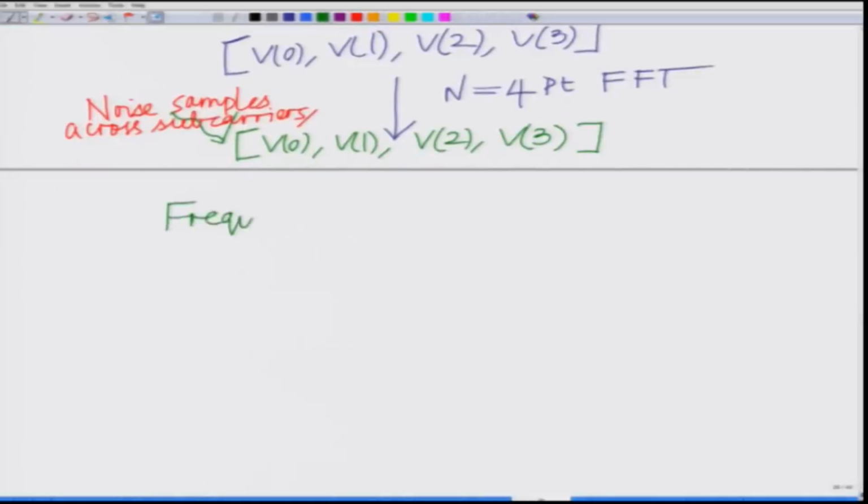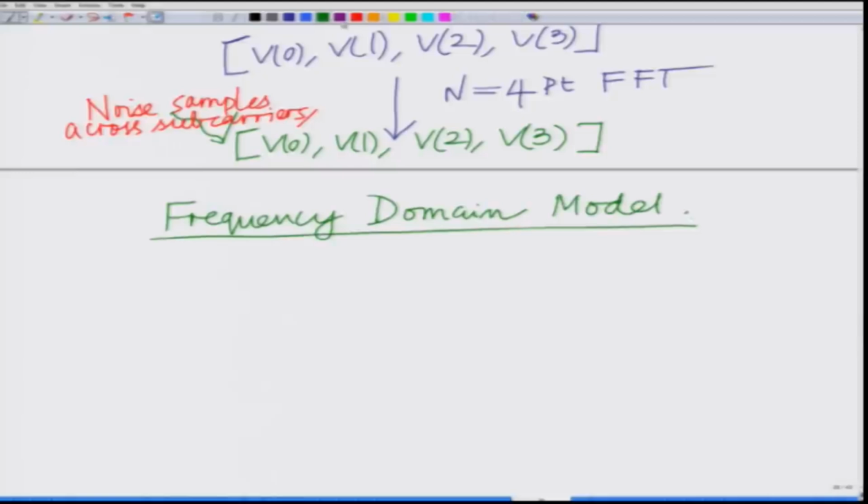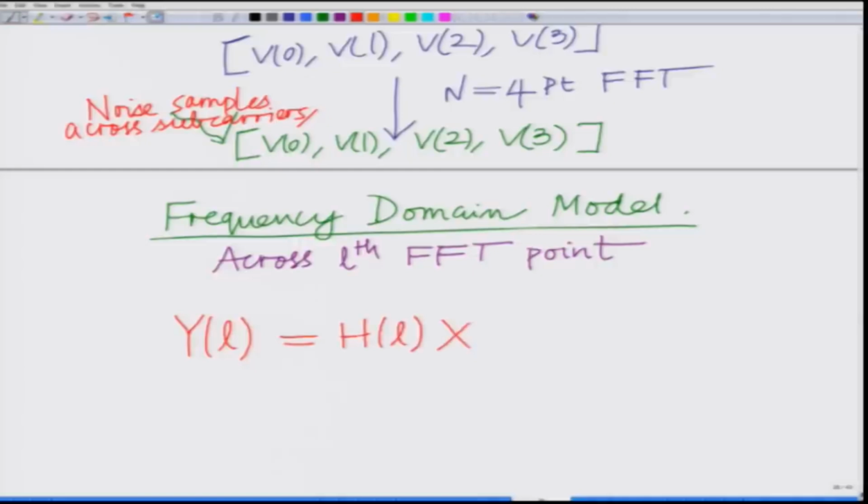And therefore, now what we have is the frequency domain model across the Lth subcarrier, or the Lth FFT point, and that is given as YL equals HL times XL plus VL.